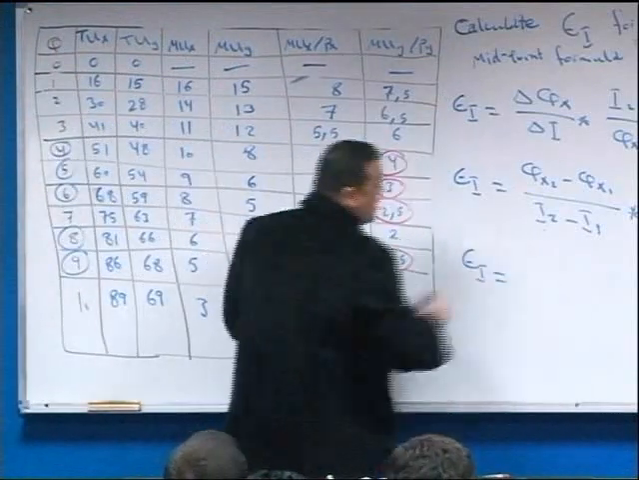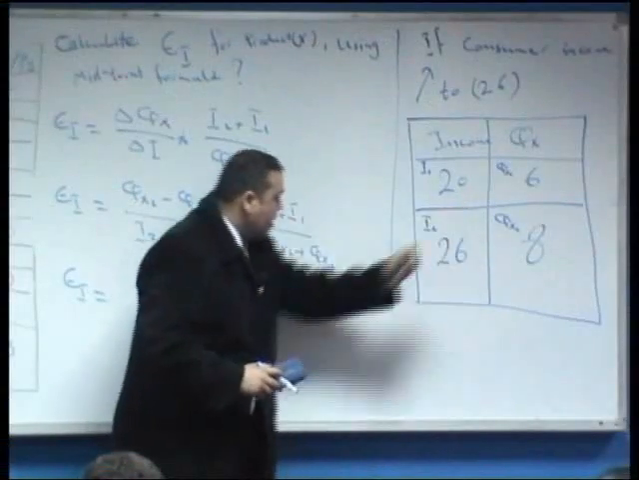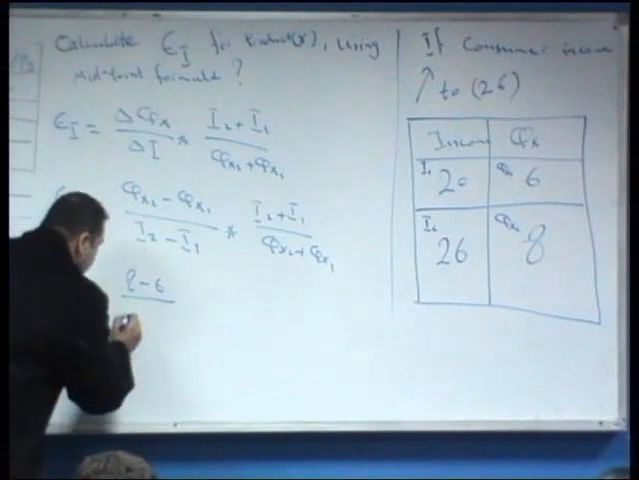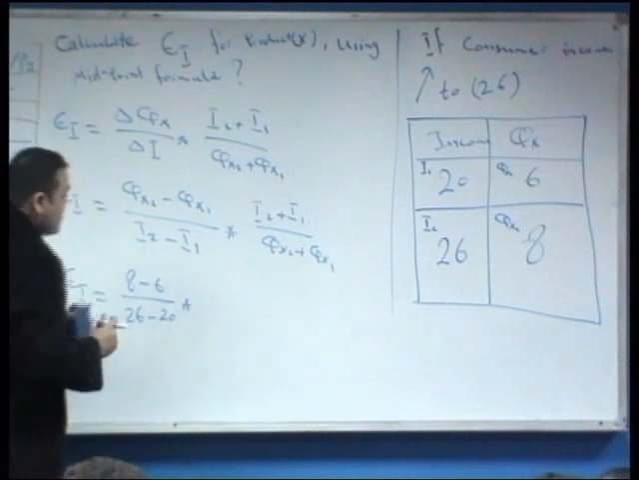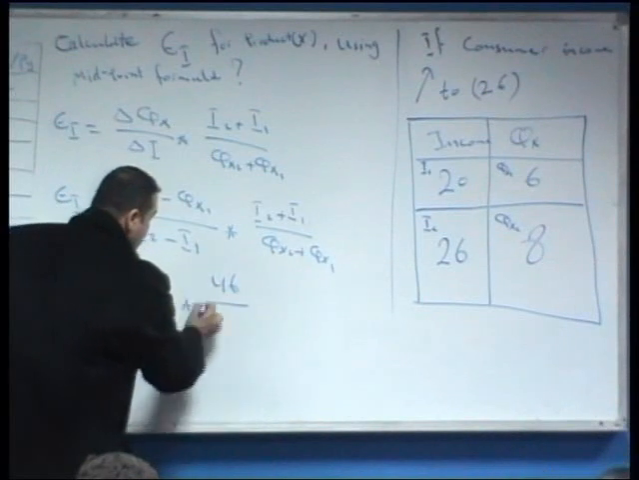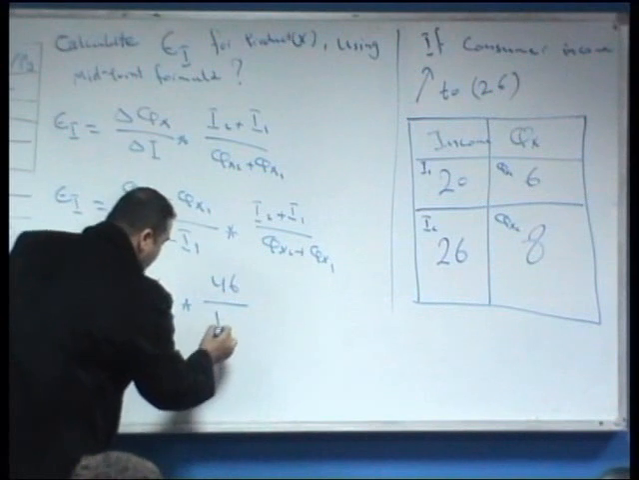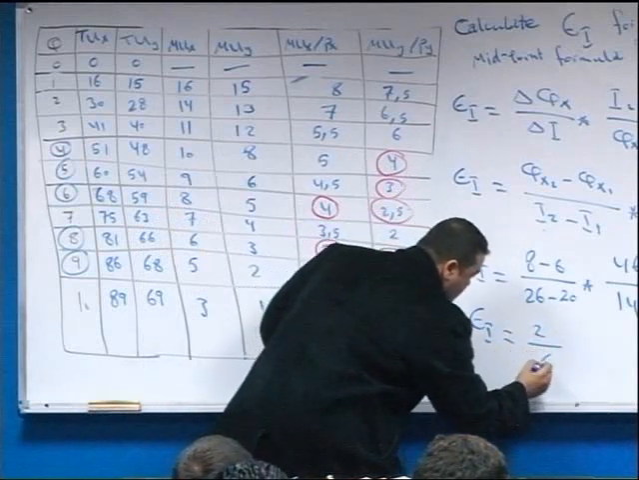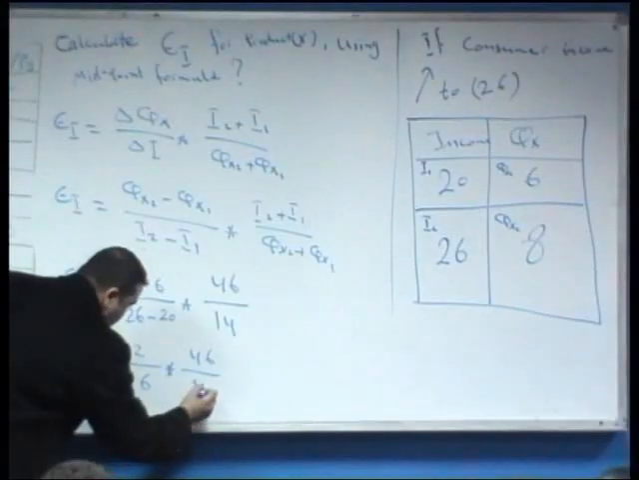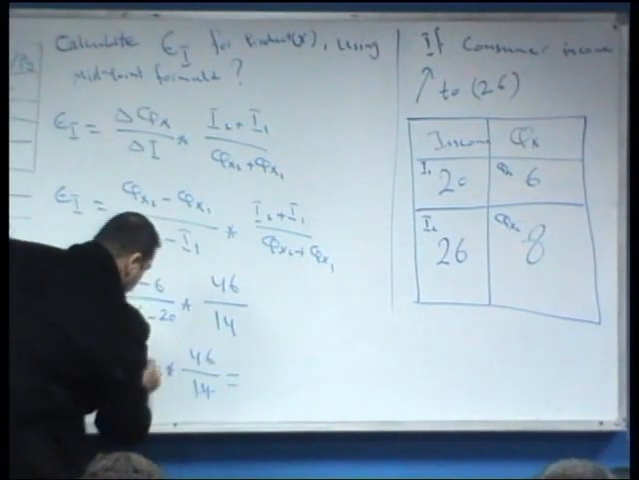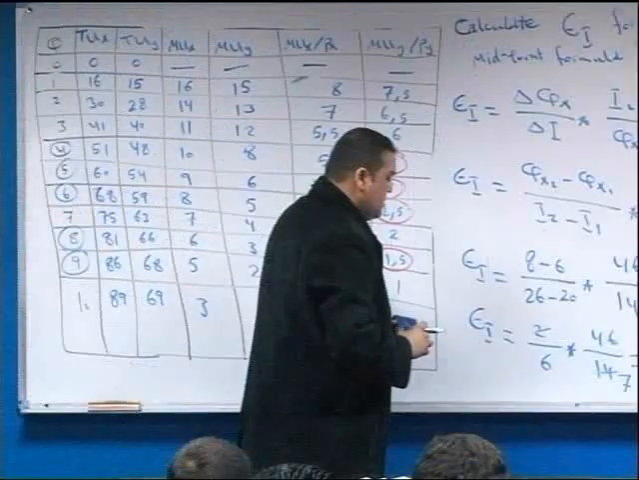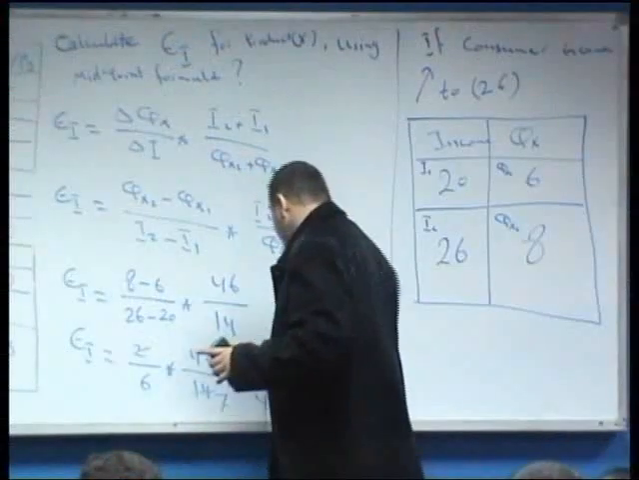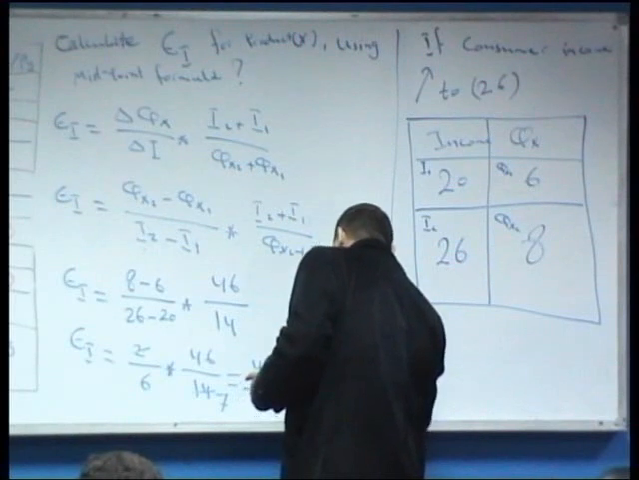So EI equals 8 minus 6 over I2, 26 minus 20, times the summation of income, 46, over 8 plus 6, which is 14. So EI equals 2 over 6 times 46 over 14. How much? 46 over 42. So the product is normal. Why? Yes, positive, about 1.